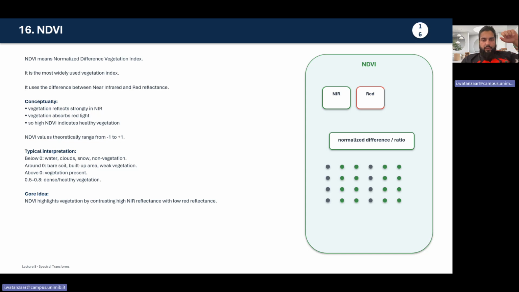Conceptually, vegetation reflects strongly in near infrared because of the leaf structure, and vegetation absorbs the red light, as you already know. Vegetation also absorbs the blue, which is why it looks green. So high NDVI indicates healthy vegetation. This is a really important feature in a short comparison of RVI and NDVI: in this case, high NDVI indicates healthy vegetation.